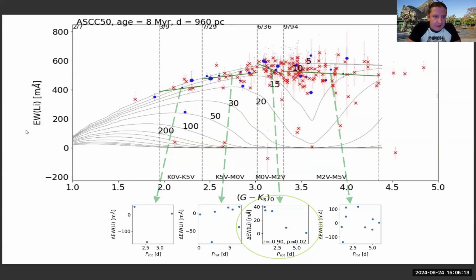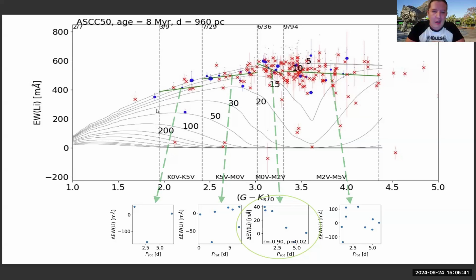So we have the classic lithium equivalent width versus color on the x-axis. I split this into 4 different spectral type bins, as you can see, for K stars and M stars. The red crosses are lithium measurements where there is no rotation period available. The truth is there's quite slim pickings with TESS because some of these targets go down to G equals 19 magnitude, where the signal to noise is just too low in TESS.